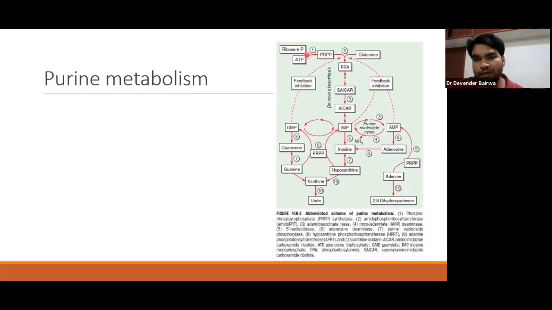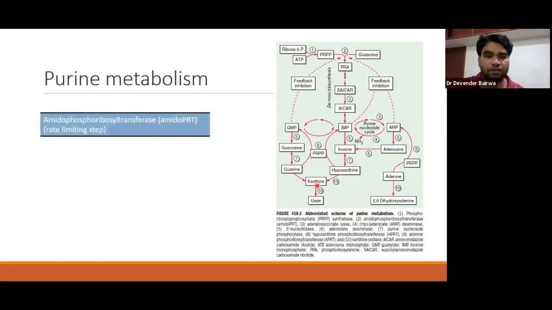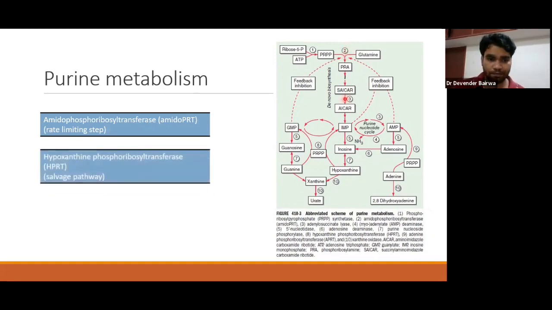Enzyme number 1, enzyme number 2 is important, and then enzyme number 10 is important, and enzyme number 8 is important. So amidophosphoribosyl transferase, amido PRT, is the second enzyme. It is the rate limiting step. That is important. Then hypoxanthine phosphoribosyl transferase, HPRT. Earlier books used to write it like HGPRT. It is this number 8 enzyme, and it is important for the salvage pathway.